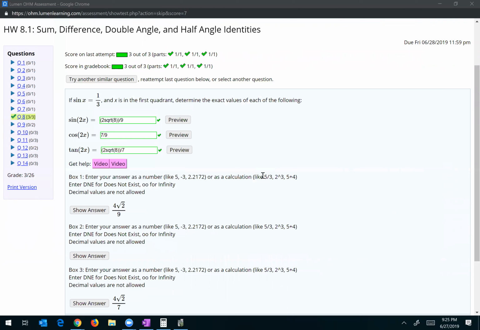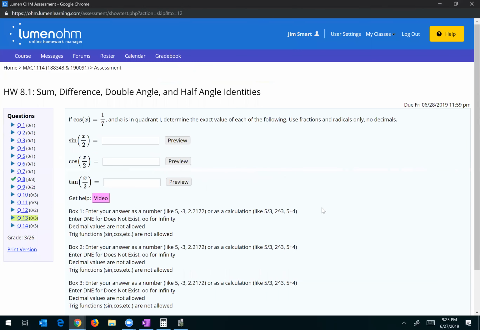All right. Were there other ones from 8.1? I think, well, like 13. 13? Let's take a look at 13. So this is half angle, okay? All right, so let me show you. So this is a little trick that I do.